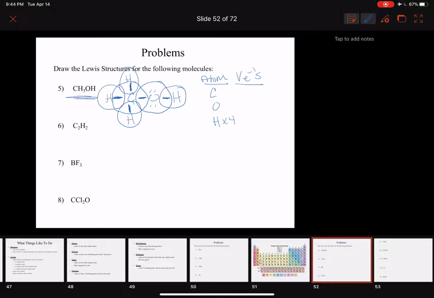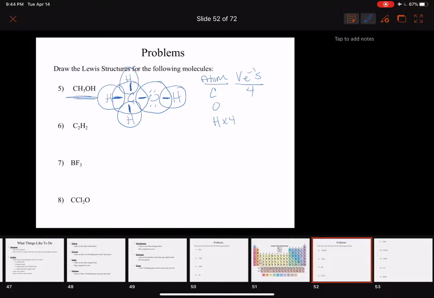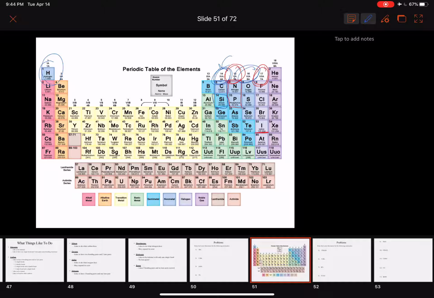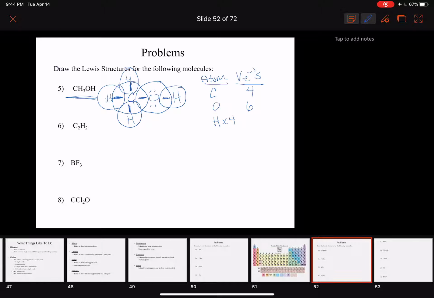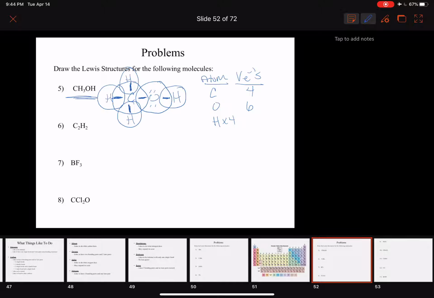So each carbon brings 4 valence electrons, and we would see that on the periodic table up here. It's in group 14 or 4A. Each oxygen brings 6, and that's up here, group 16 or 6A. And then each hydrogen brings how many? 1, you're right. So that's group 1 or 1A right there. We have 4 of those, so 4 times 1 is 4. Now 4 plus 6 is 10, plus 4 is 14.